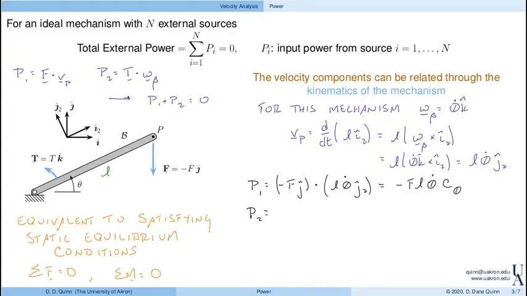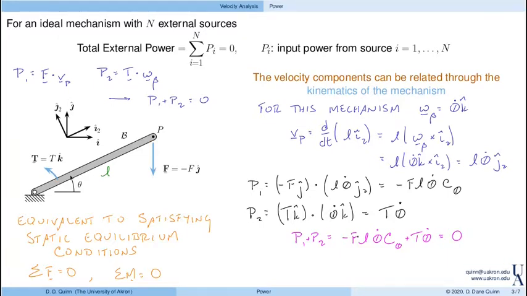P2, well, that one's actually pretty easy because both T, the torque, and the angular velocity are in the same direction, right? In particular in the K direction. So we have T in the K direction, dot theta dot in the K direction. K dot K is equal to 1, so that's just T times theta dot. Looking back at our power equation, right? P1 plus P2, well, that's minus F L theta dot cosine of theta plus T times theta dot has to vanish, equals 0. So we can use this relationship.